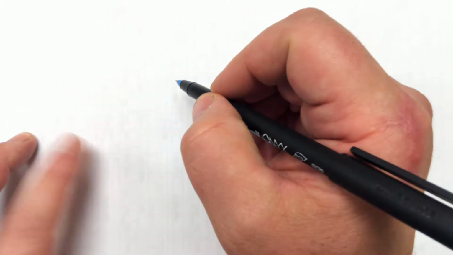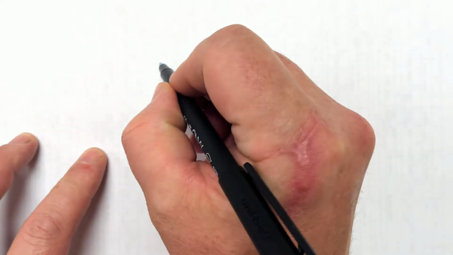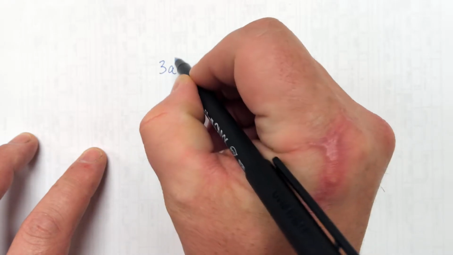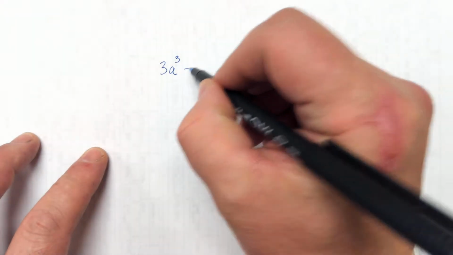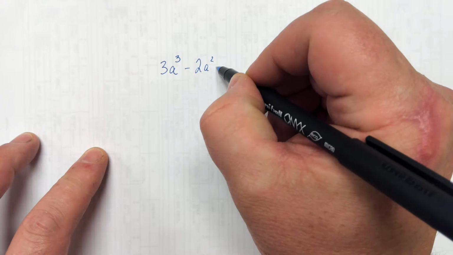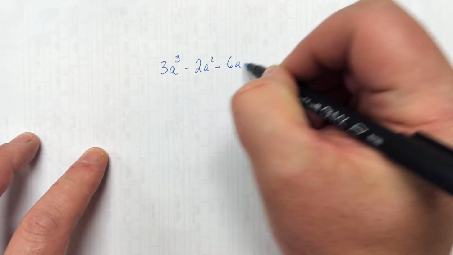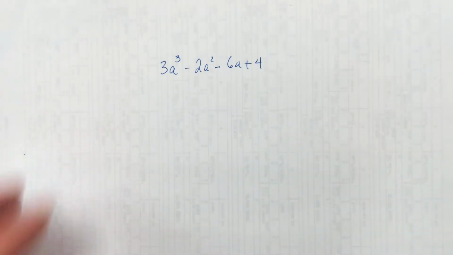So, let's say we had, let's do this one. Let's do 3a cubed minus 2a squared minus 6a plus 4. Yeah?